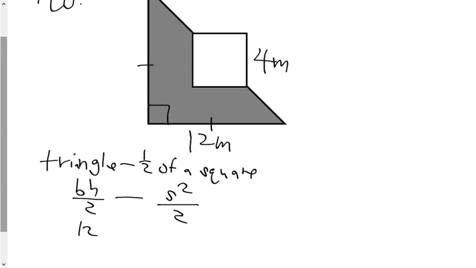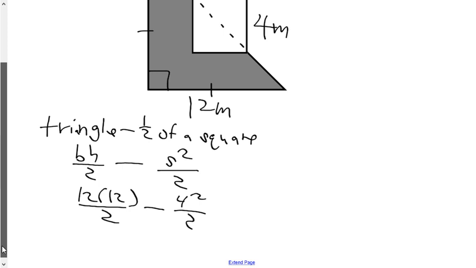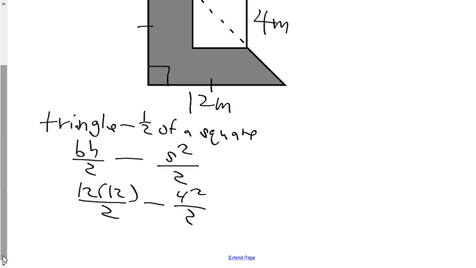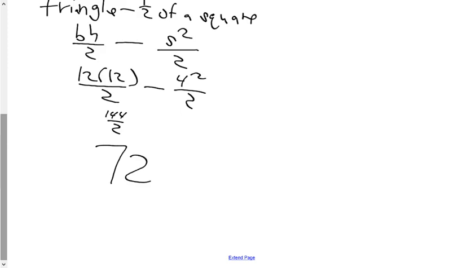So 12 times 12 divided by 2, take away 4 squared divided by 2. Half of that, because it's only half of this square. So 144 divided by 2 is 72. 16 divided by 2 is 8. So 72 take away 8 is 64 square meters.